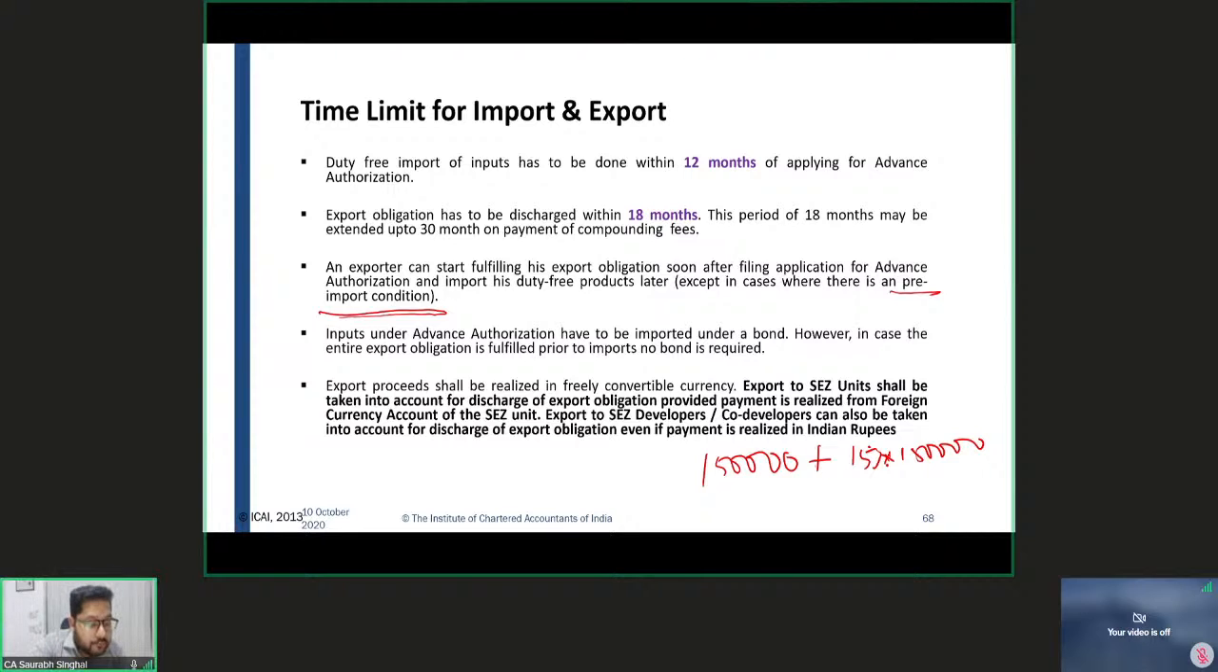Now they say that for fulfillment of export obligation, the money should be received in foreign currency. However, in respect of exports to SEZ, money may be received in foreign currency from the foreign currency account of the SEZ. And in case of exports to co-developers and SEZ developers, money may be received even in INR, and we shall consider that in the case for calculating value addition.